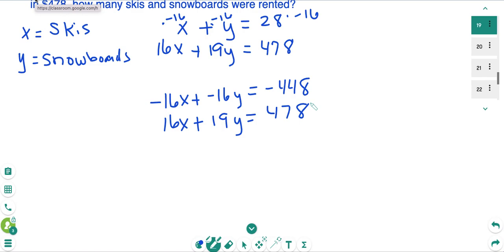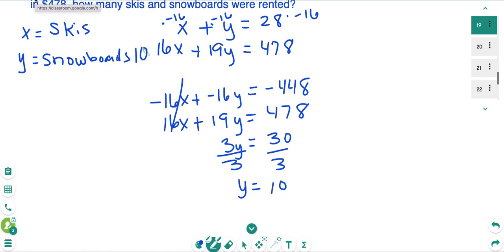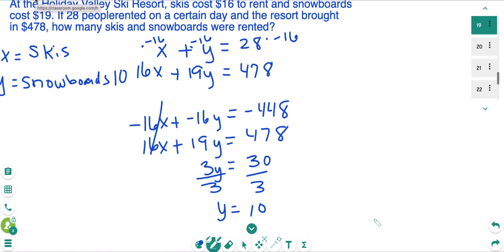We're going to cancel that out, which leaves us with 3y is equal to 30. Divide by 3, divide by 3, and y is going to be 10. So there were 10 snowboards rented. Come up here for my ordered pair. Now I'm going to go back to the first equation, x plus y is equal to 28.